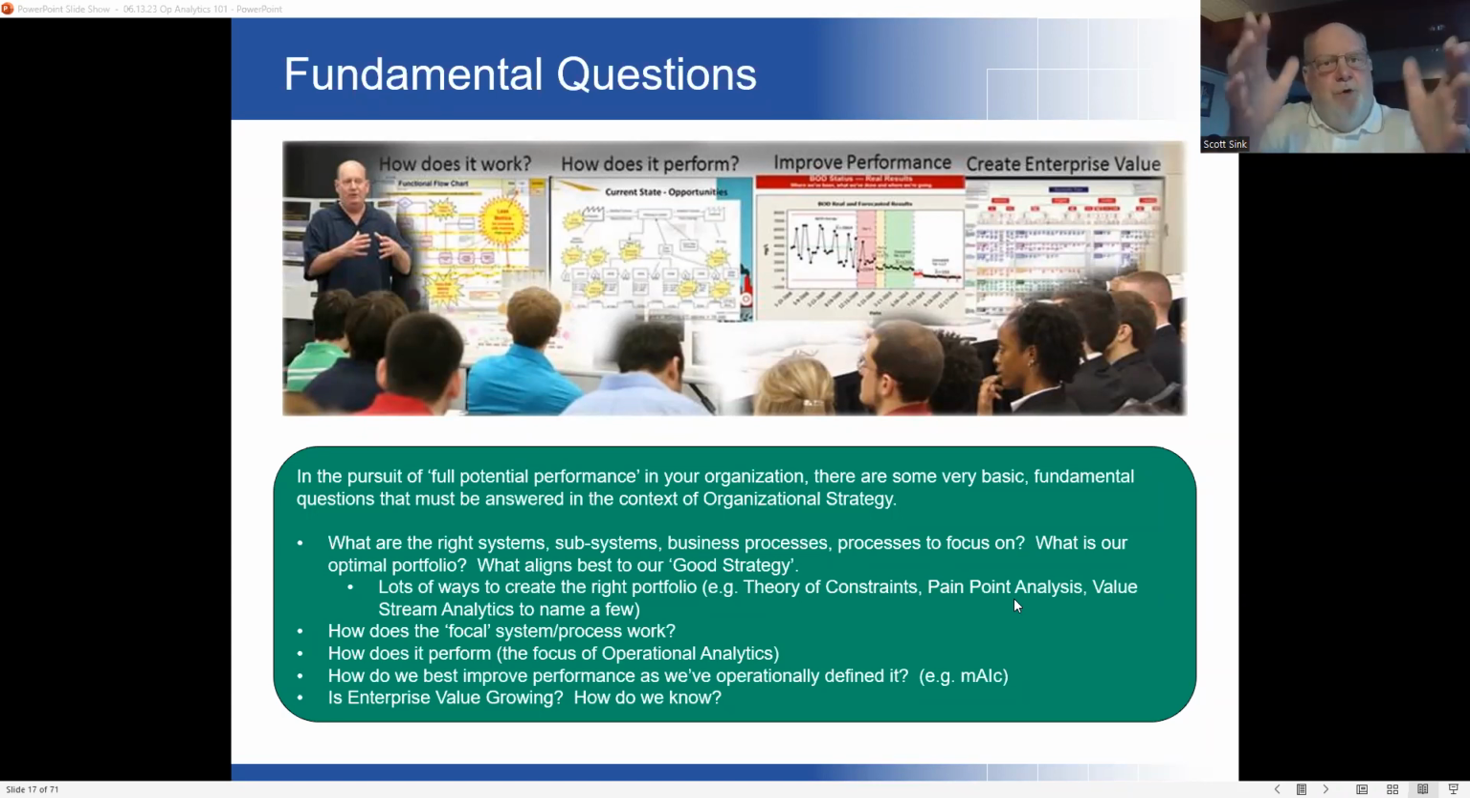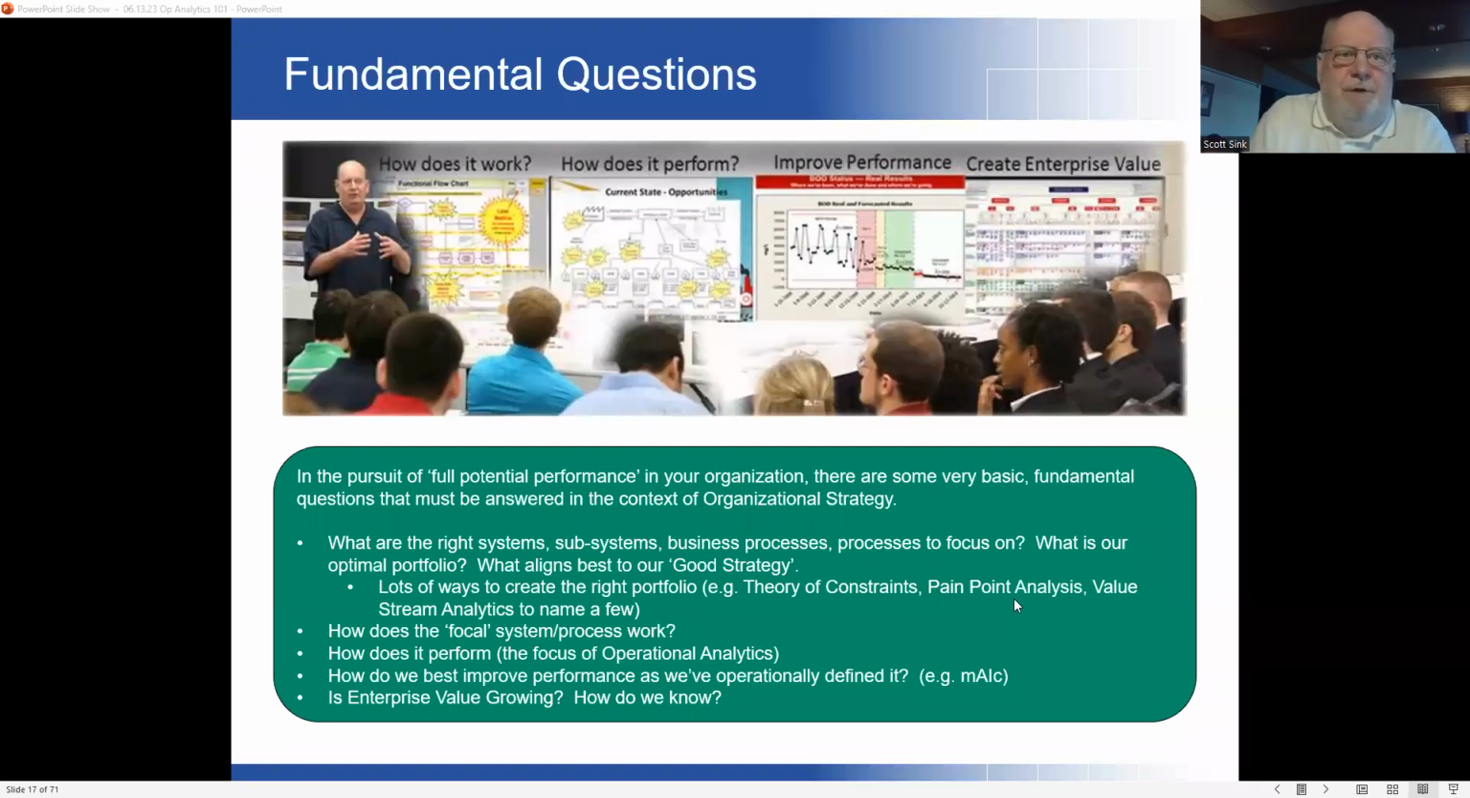But so those are units of analysis, and you can zoom in and zoom out on the unit of analysis. Once you've decided what unit of analysis, what's the system of interest, what's the system that you're working to fix, then the question is, how does that system work? How does it perform? How do we make it perform better? How does it need to perform?